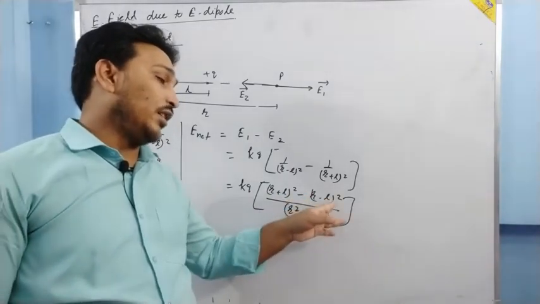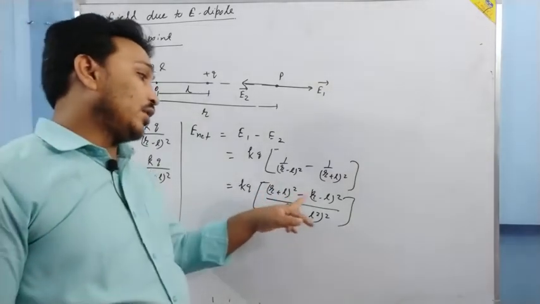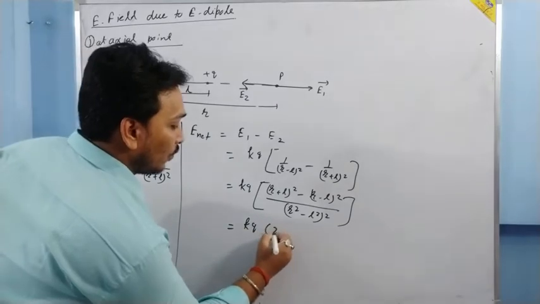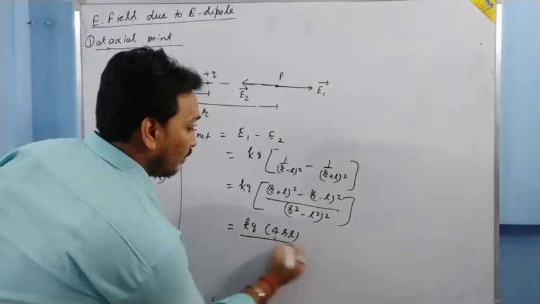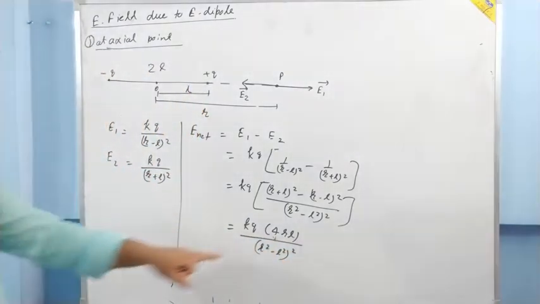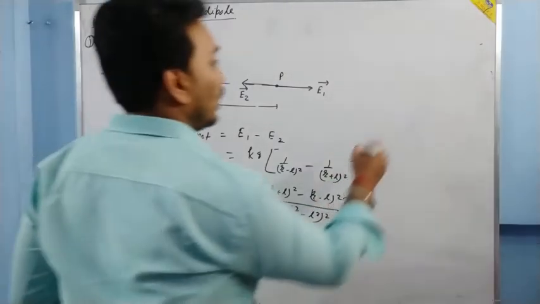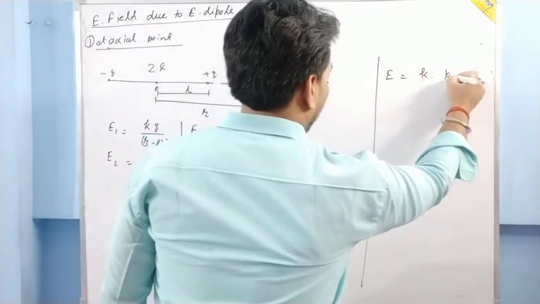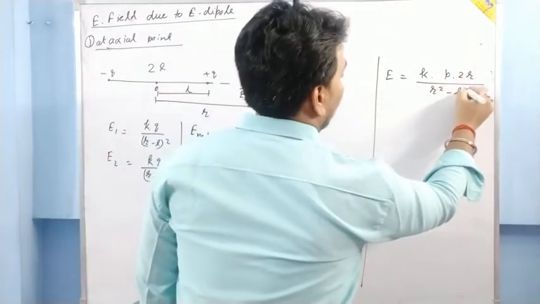If you expand (R minus L) whole square, it will be R square plus L square minus 2RL. R square and L square will be cancelled out, and we'll have KQ, 2RL plus 2RL will become 4RL upon (R square minus L square) whole square. Now from 4RL, if we take 2L with Q, Q multiplied by 2L will be P. Then we have electric field is equal to K into P into 2R upon (R square minus L square) whole square.